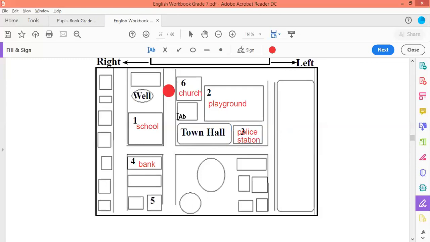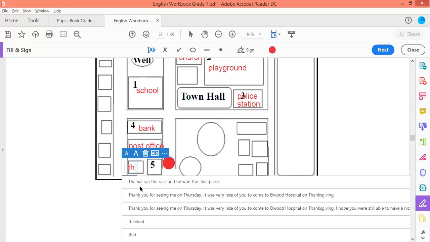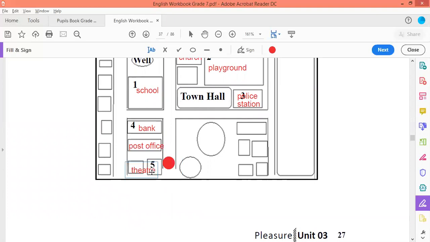And then I said after that, if he came back to the junction where he met the bank, and if he goes straight down on his right hand side, he will find what? What's number five? After the post office. I said when you pass the bank, you find the post office. So this is the post office here. Right? And I said in front of the post office, you find the theater. So number five is the theater. Okay, please finish this one.